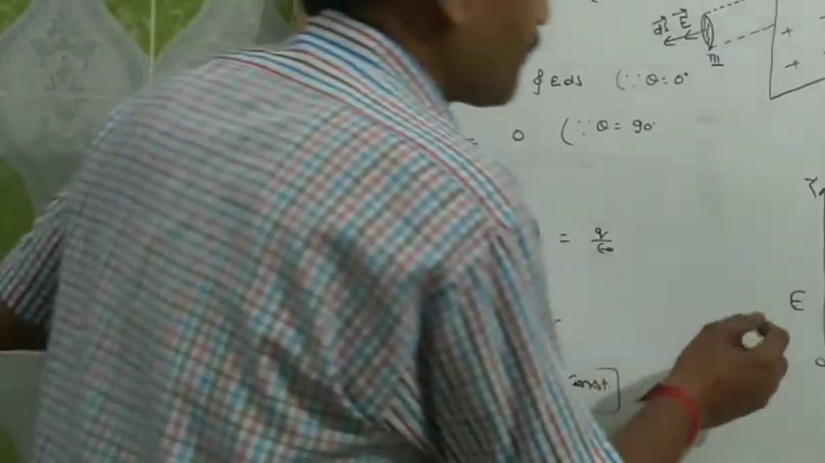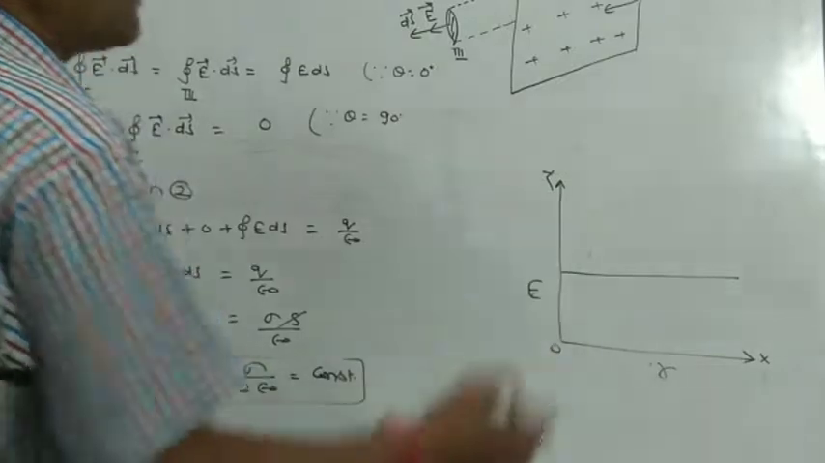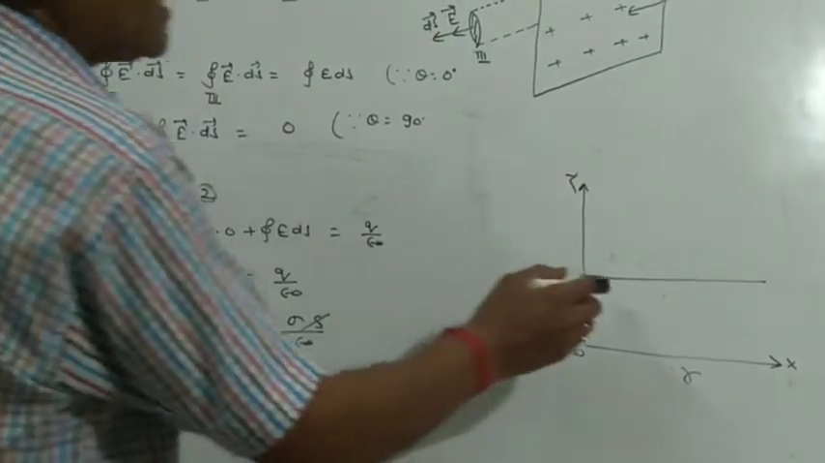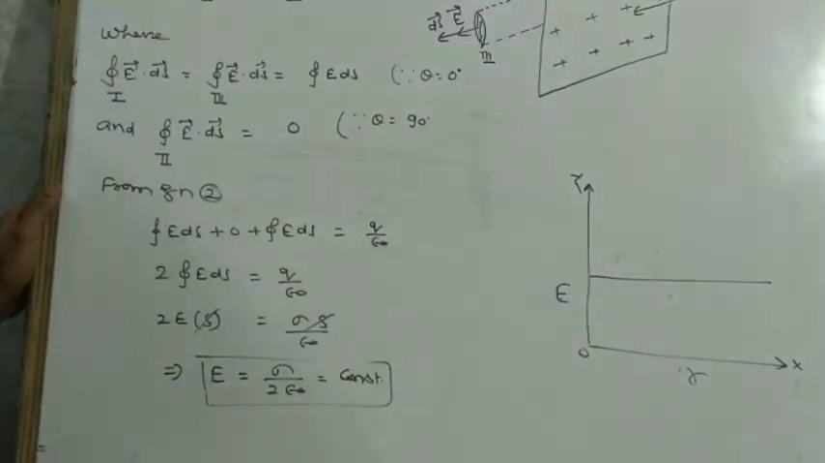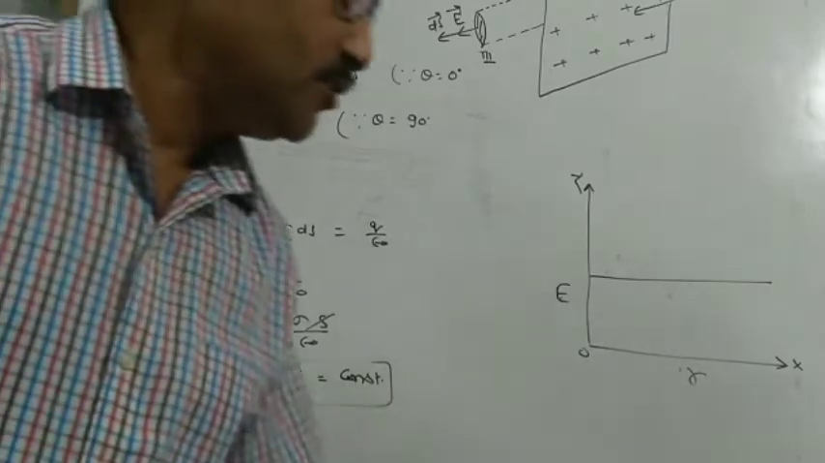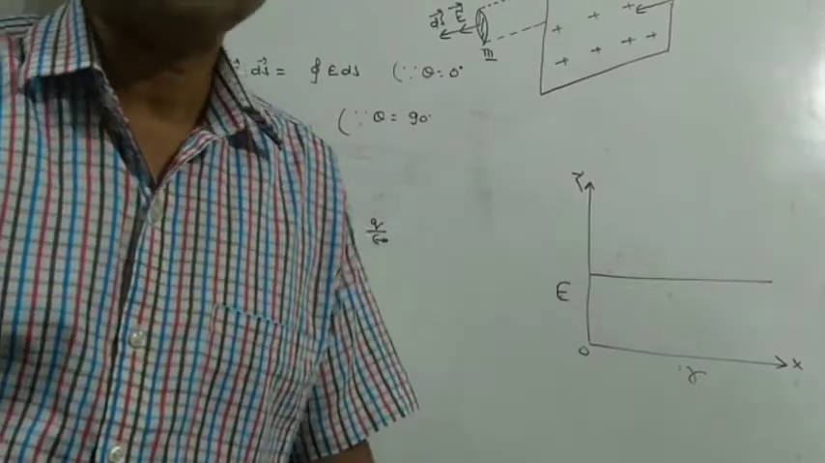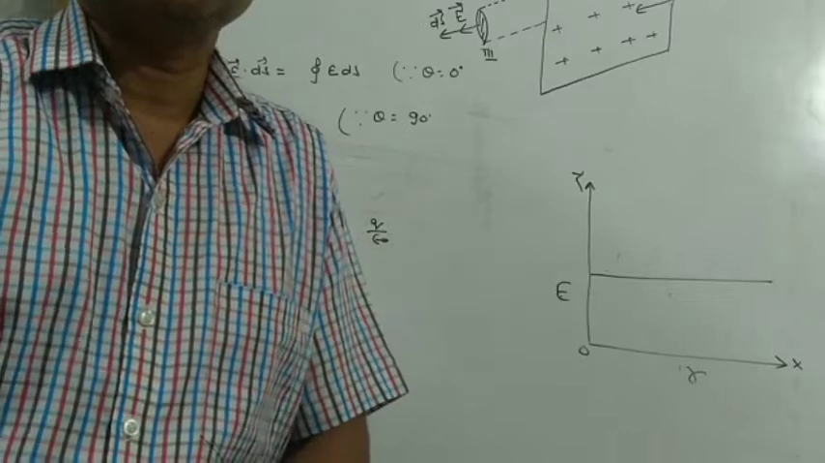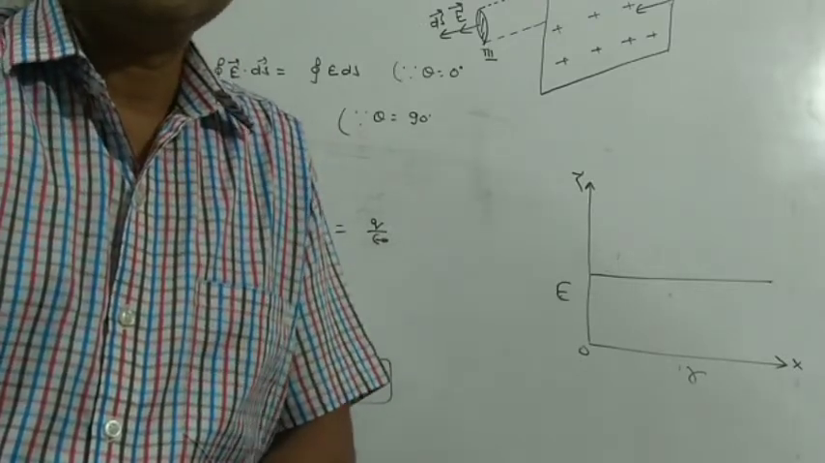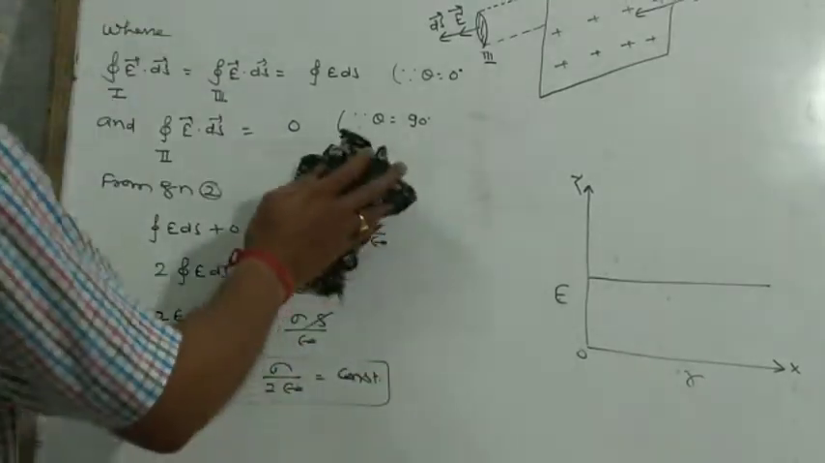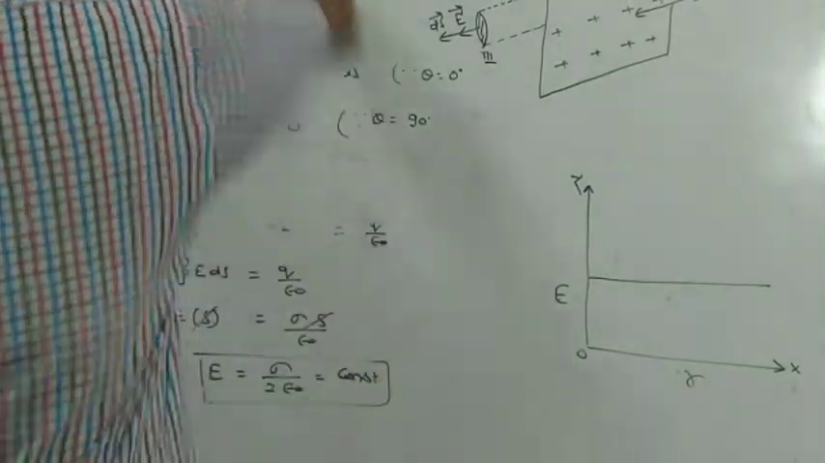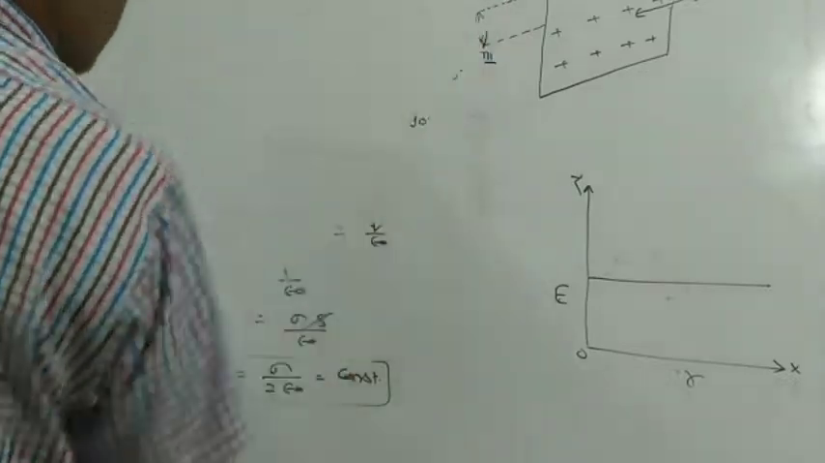When you draw the graph between electric field and the distance of the point of observation from the sheet, you will get a straight line parallel to the distance axis, meaning the electric field intensity remains constant. Now by using this, we can also find out the electric field intensity due to two parallel infinite thin charge sheets. So we have to derive this relation also.